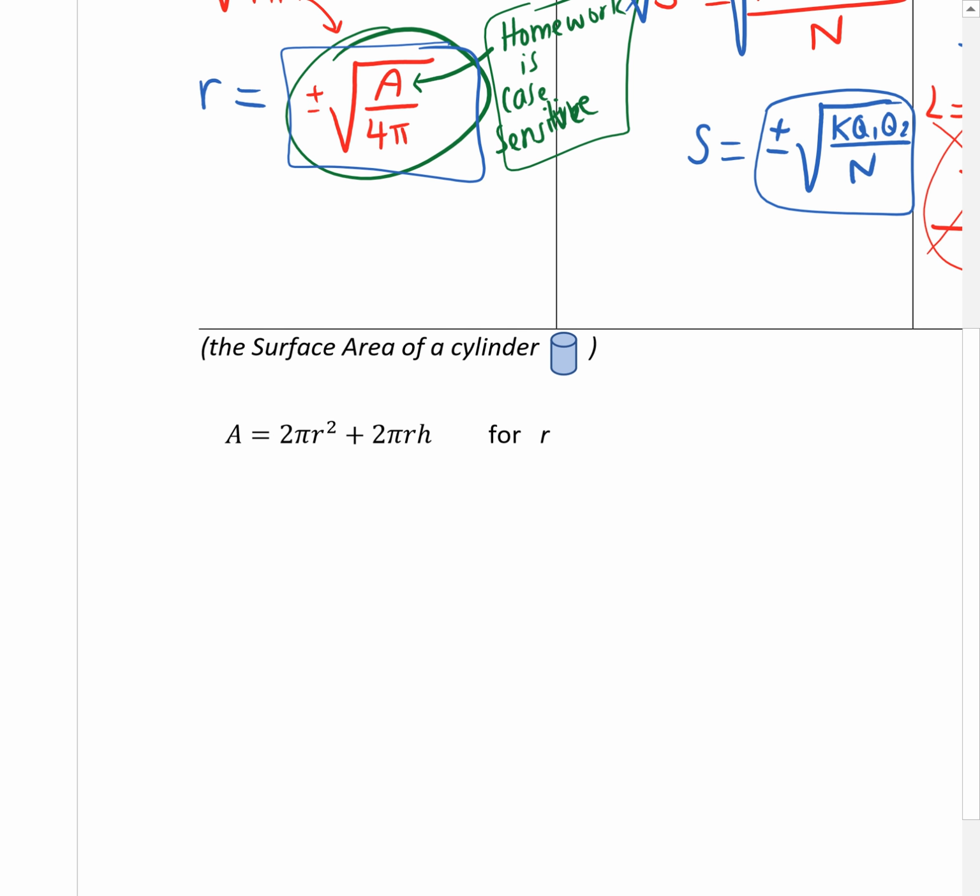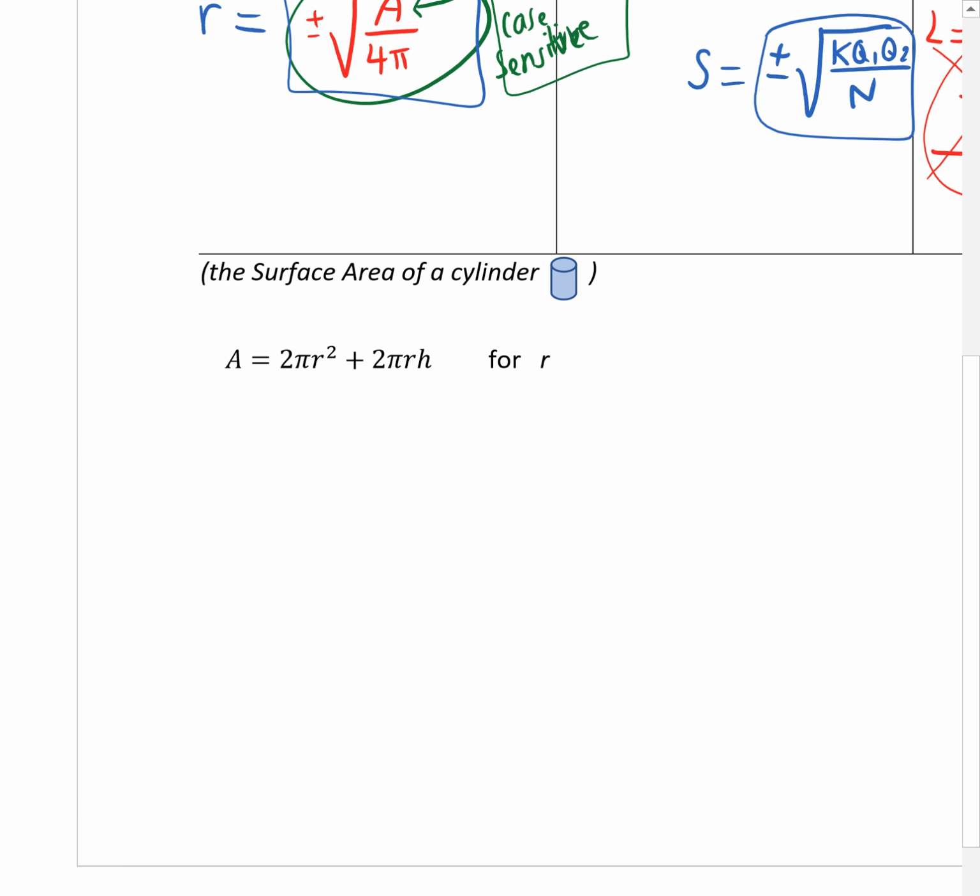real-life applications. Alright, so this last example here, we want to take this formula, A equals 2 pi r squared plus 2 pi rh, solve it for r. And this represents the surface area of a cylinder. So you can picture like this little blue cylinder I threw in here. It's like a soda can or a soup can type of thing.